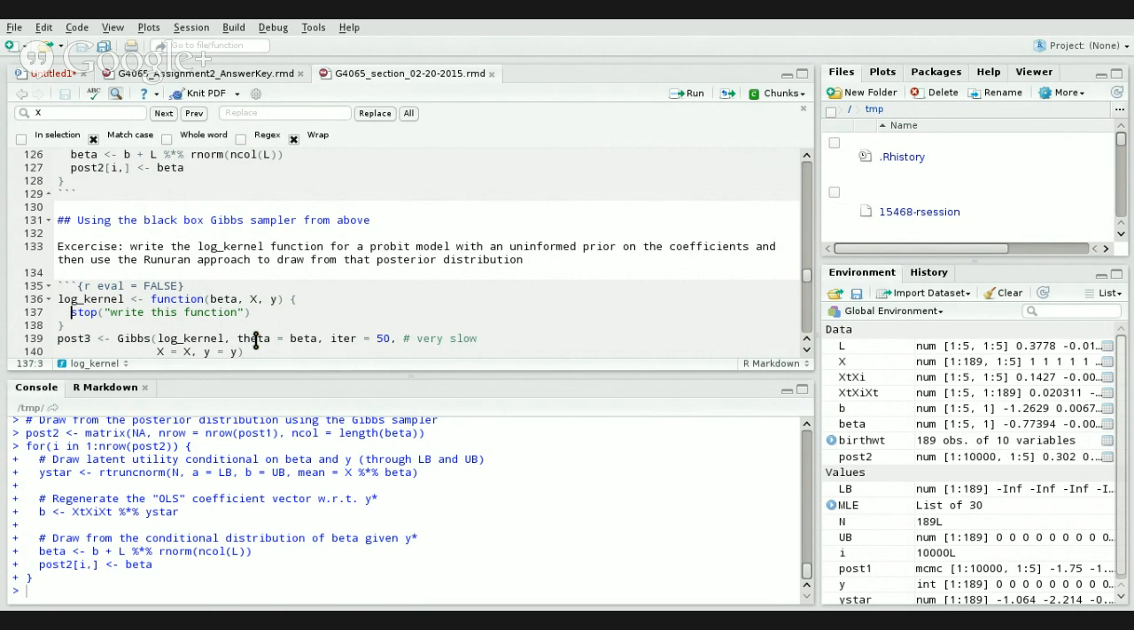So take hopefully like 1 minute to write the, you can assume no prior. So basically this is just a likelihood for your kernel of this probit model, as if you were going to hand it to the black box Gibbs sampler.